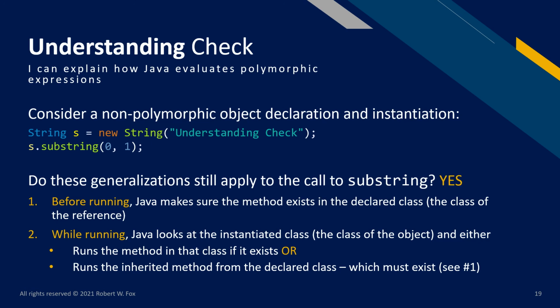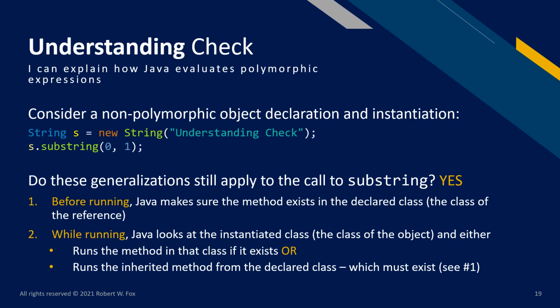The short answer is yes, these generalizations still apply. However, because we're only working with one class, some of the circumstances can never happen. So let's just walk through them. So before running, Java makes sure the method exists in the declared class. So the declared class is string. Java makes sure that the substring method does exist in the string class. Okay, so that's check, and we're able to run the program.